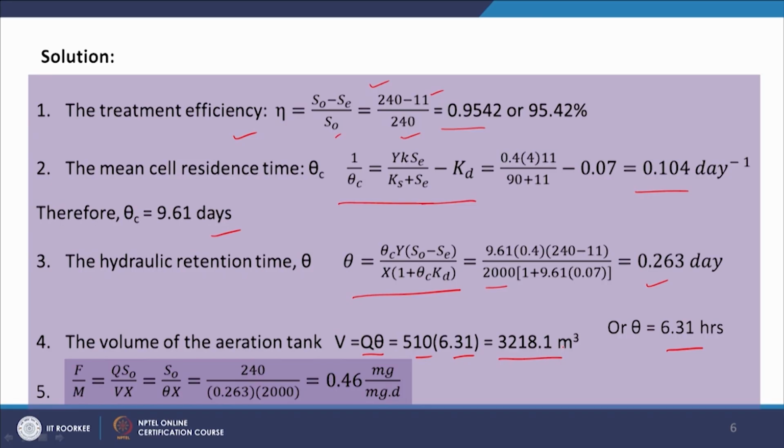So, F by M expression is Q into S_0 divided by V into X, and V by Q equal to theta. So, S_0 by theta into X. So, S_0 is 240 and then theta is equal to 0.263 in day, and then X equal to 2000, and then we are getting 0.46 per day. So, this is our F by M.